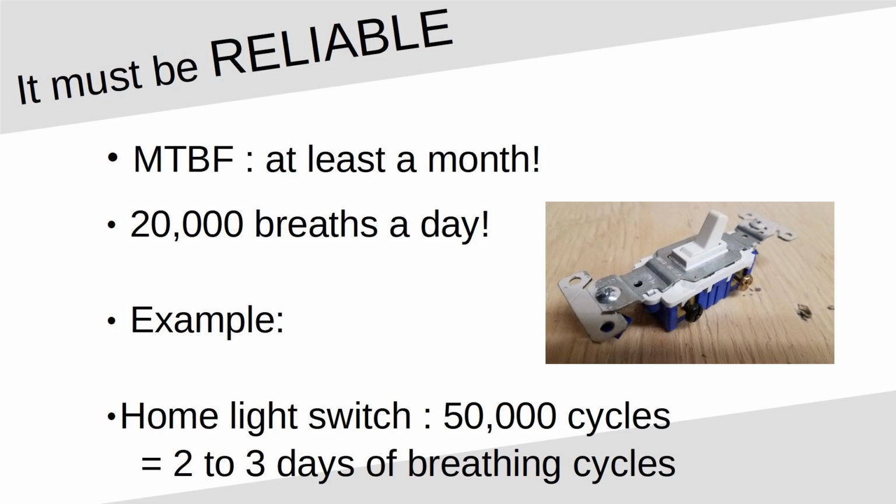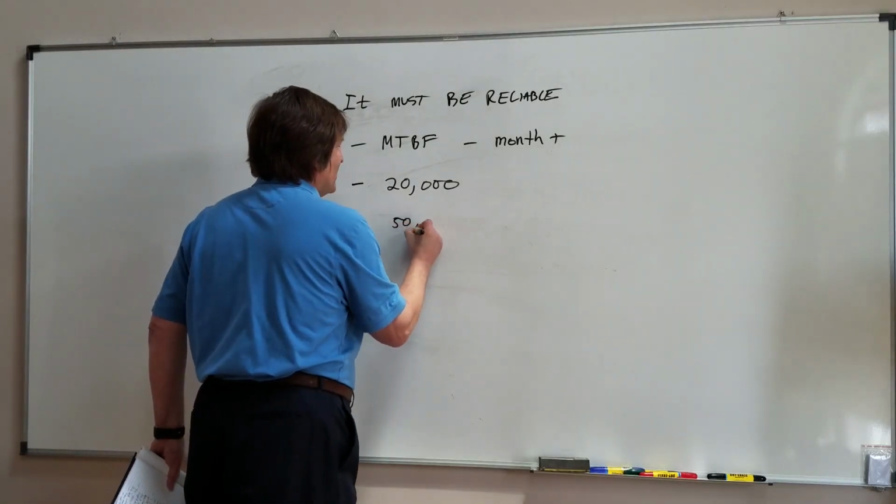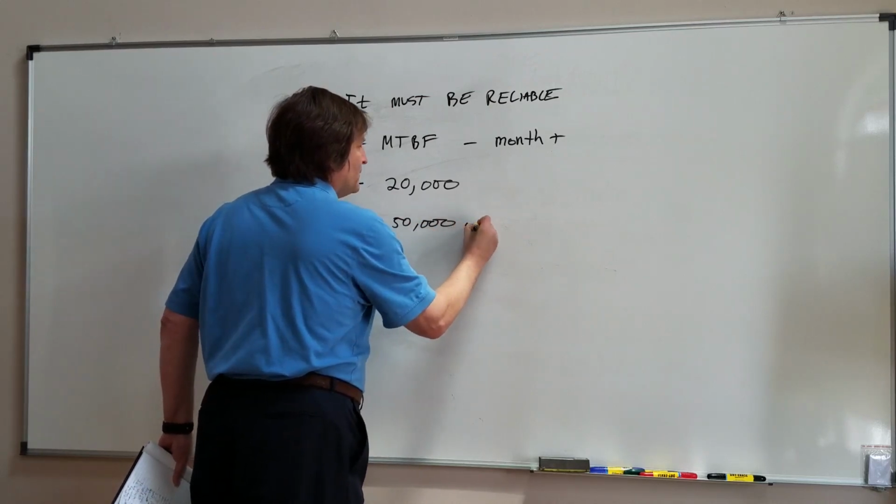I'll give you a very quick example. Consider a light switch like you have in your home that you use to turn the kitchen light on and off. It's probably rated for something like 20 years. It's probably rated for something like 5 on-off switching cycles every day. And put those numbers together and you get something like 50,000, give or take, cycles.